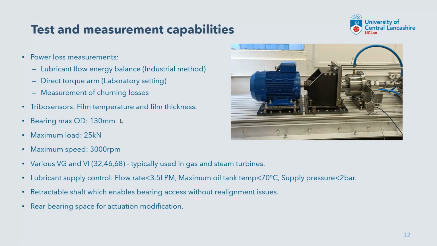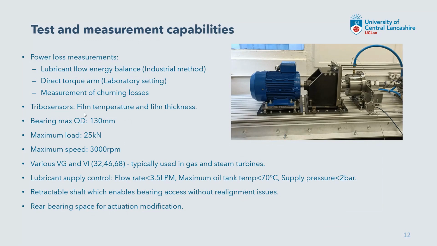Also have the direct torque arm, which is typically a laboratory setting measurement, for improved and more precise measurements of torque, because the problem with the industrial method is that it only determines the temperature variation in the fluid. A lot of the heat is conducted into the pads and collar and radiated. So this heat is lost, so it doesn't give a full picture of the amount of energy losses in the bearing housing. There's also the tribo sensors, which is film temperature and film thickness.